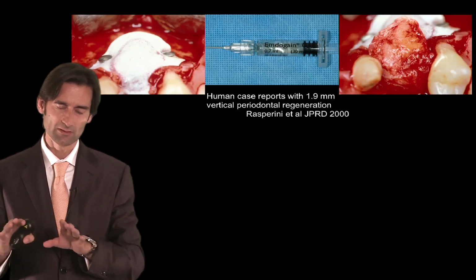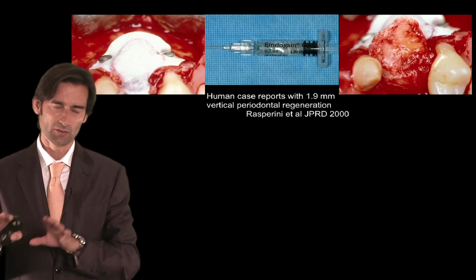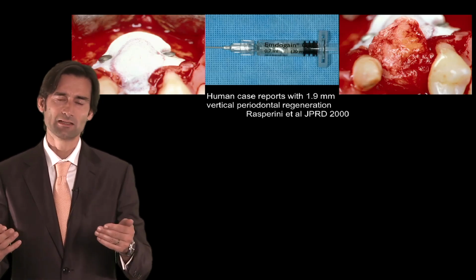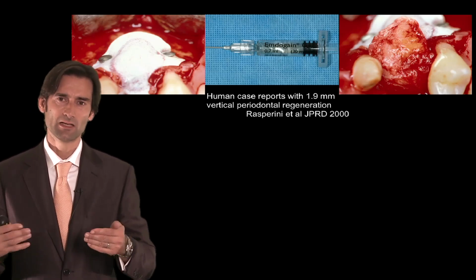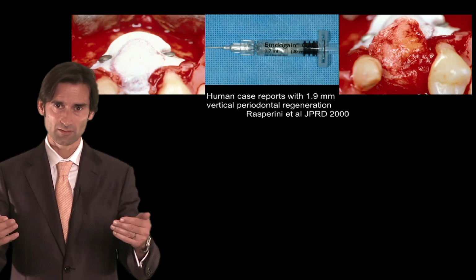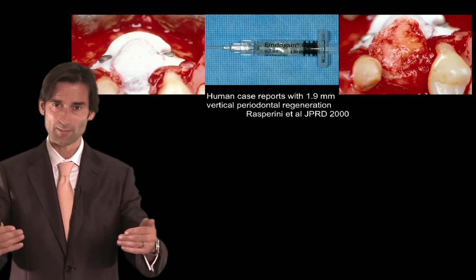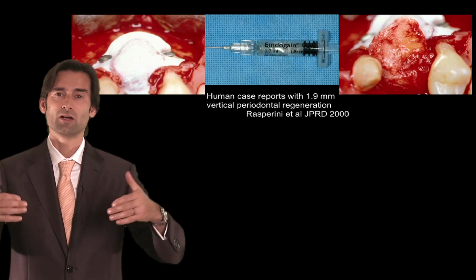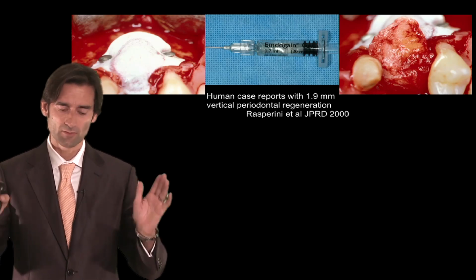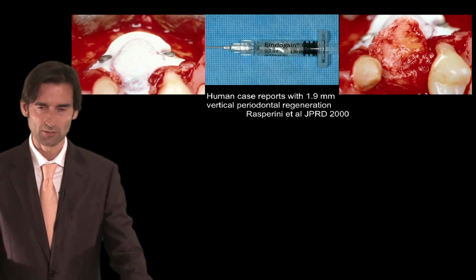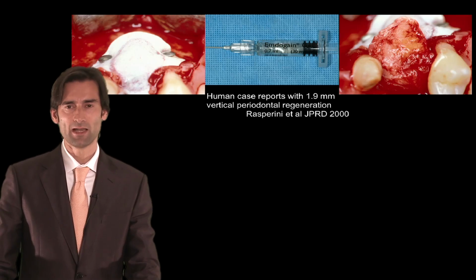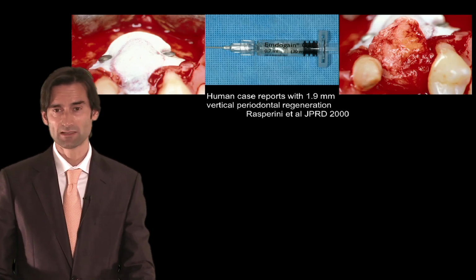So this Emdogain is only used around the teeth. It's not mixed with the soft tissue, it's not mixed with the bone, just around the teeth to stimulate periodontal ligament cell development. So we're going to try to get new attachment, we're going to try to get new cementum, we're trying to get new bone also if possible. All this is potentially possible over about 1.9 or 2 millimeters, but that's all we need really in these cases.